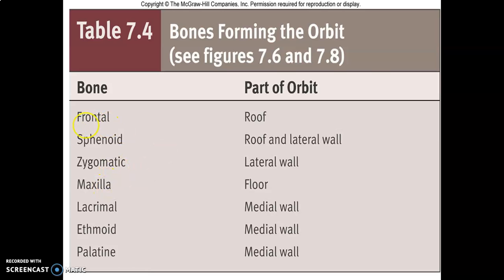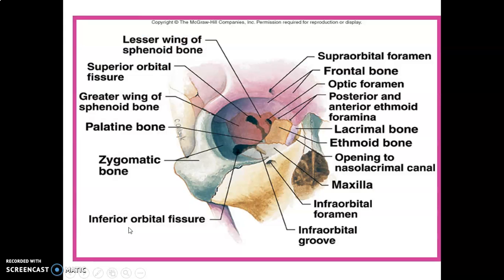The floor of the orbit is mainly formed by the maxilla on the medial aspect and part of zygomatic on the lateral aspect. And the medial wall of the orbit is formed by the lacrimal bone, ethmoid, and palatine bones.